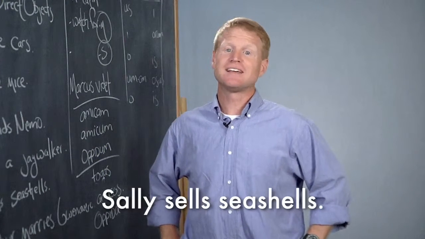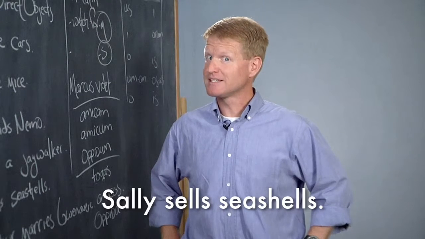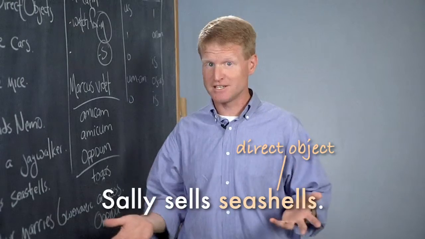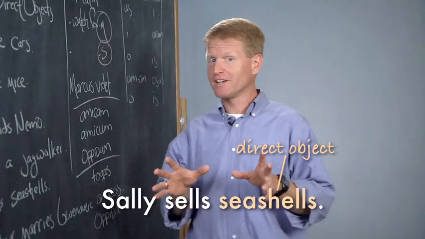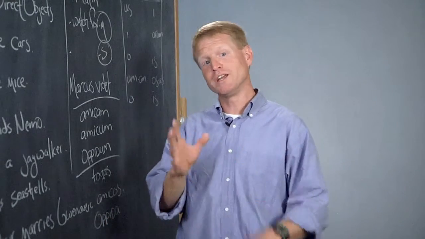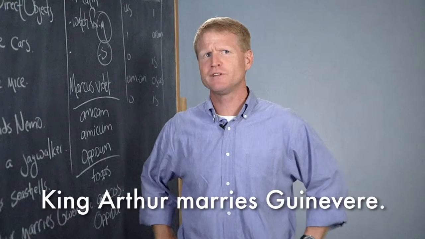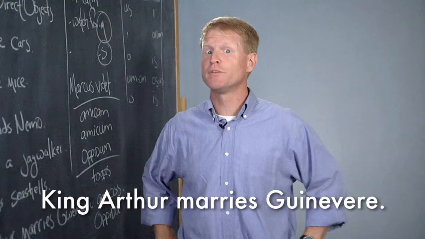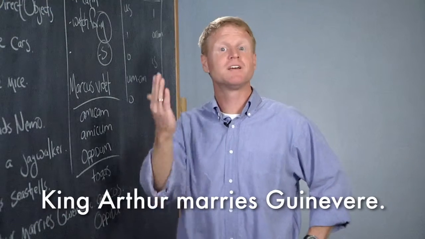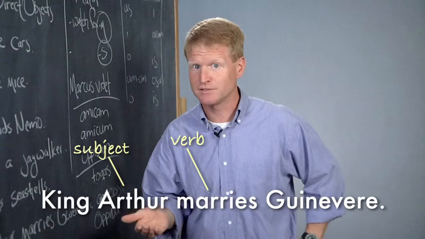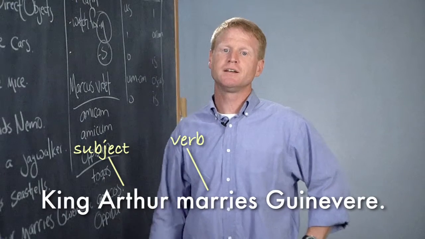Sally sells seashells. What does Sally sell? Seashells. What's the direct object? Seashells. You're probably getting tired of this. I think you're getting the point. King Arthur marries Guinevere. Is it Genevieve or Guinevere? Guinevere. Marries Guinevere. Who's the subject? King Arthur. What is he doing? He's marrying. That's the verb. Whom does he marry? Guinevere.